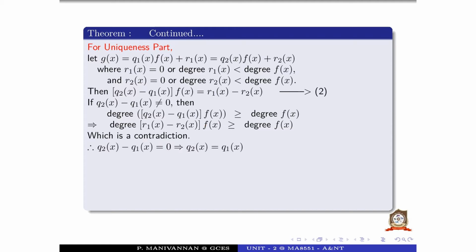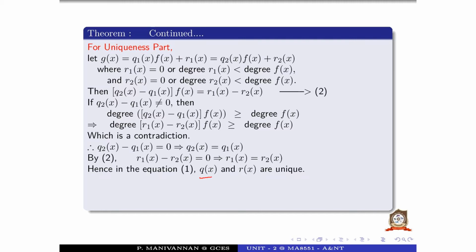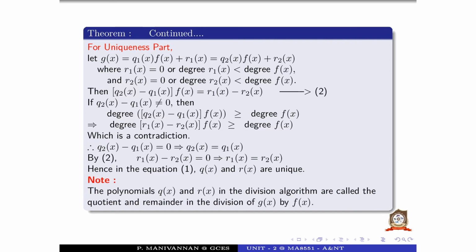So it is the contradiction for what? For this statement. Therefore it is equal to 0. Therefore q1(x) = q2(x). Substituting in this result, we get r1(x) - r2(x) = 0, which implies r1(x) = r2(x). Therefore q(x) and r(x) are unique, hence the uniqueness part. The polynomials q(x) and r(x) in the division algorithm are called the quotient and remainder in the division of g(x) by f(x).